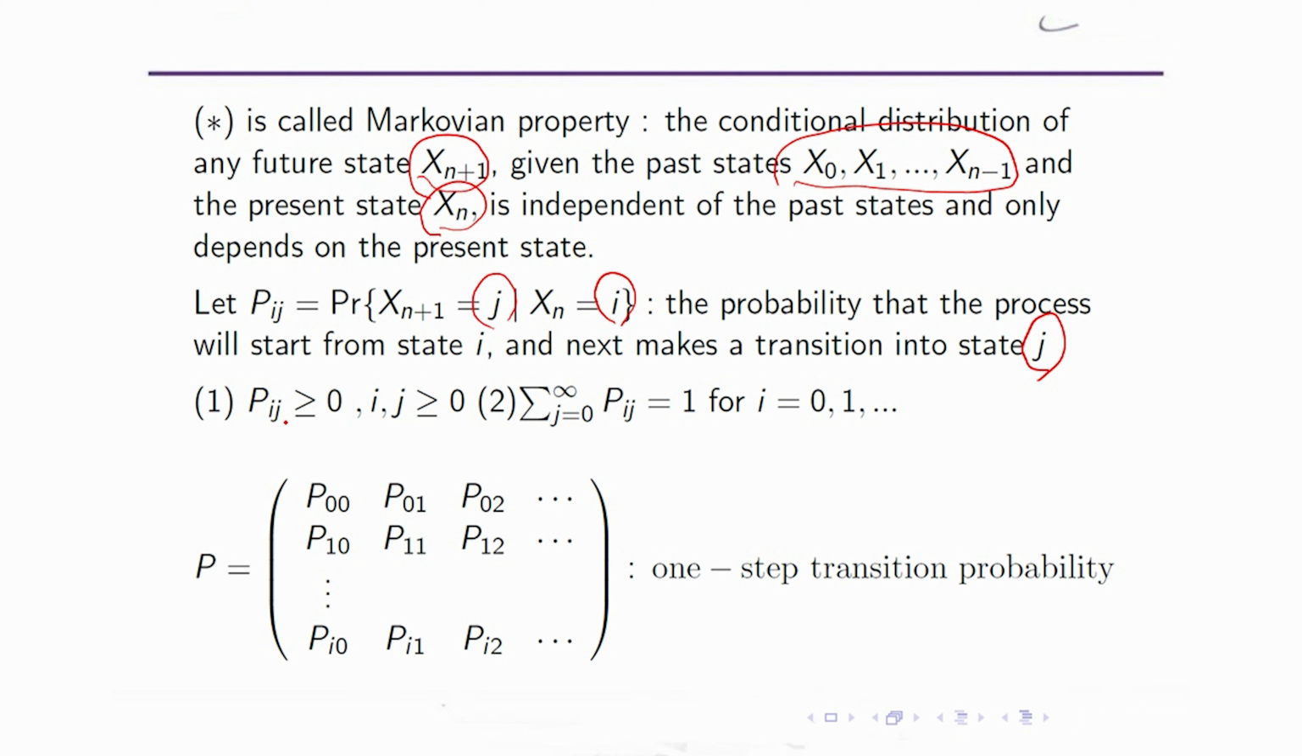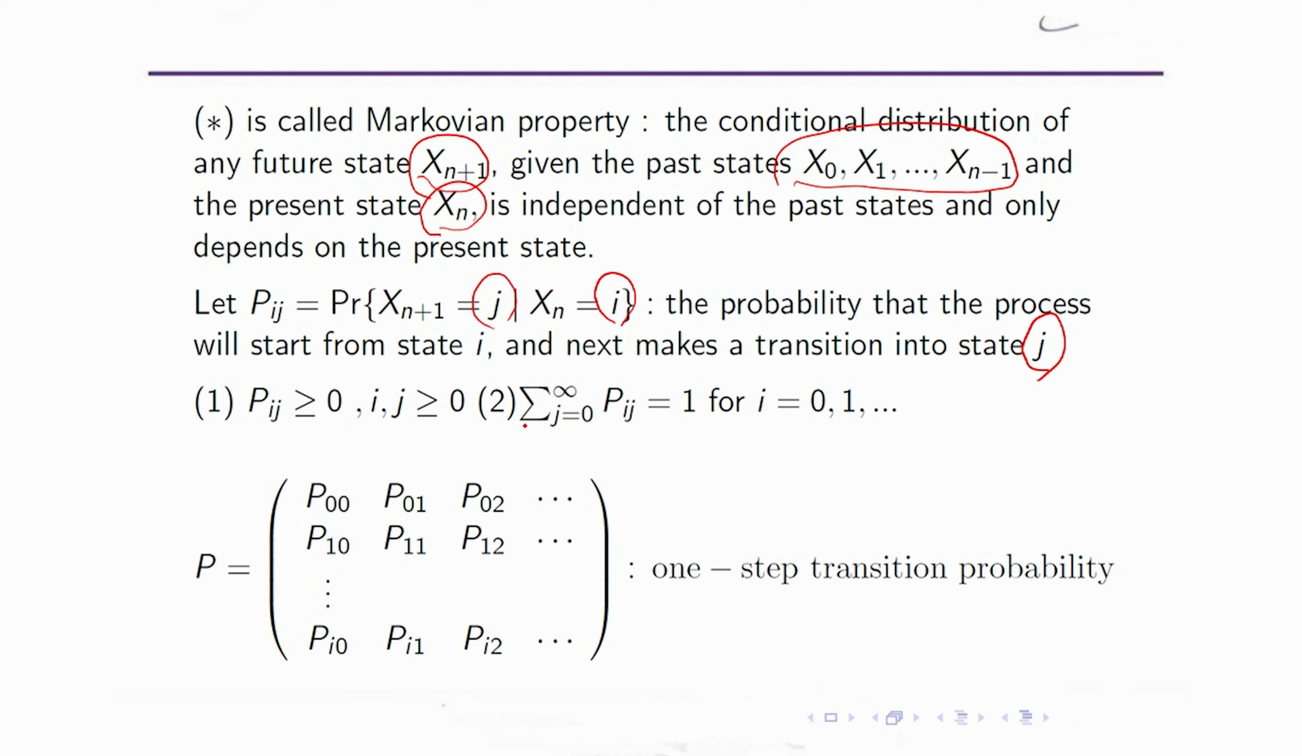First, P_ij is greater than or equal to 0. This is because P_ij is a conditional probability. Conditional probability is probability, so obviously P_ij must be greater than or equal to 0. Number two, the summation of P_ij over j must be 1. This is because we start from i, and the next step will go to some state j. So if we sum over all possible states j, then that must be 1.